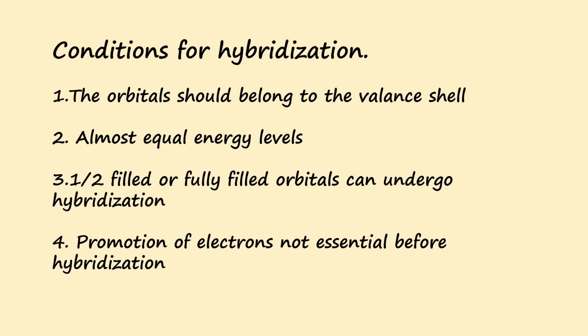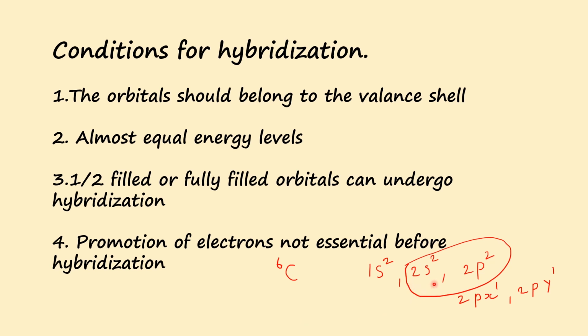What does it mean? Take the example of carbon. We have seen carbon is a central atom in methane. Carbon atomic number 6. Electronic configuration is 1s2, 2s2, 2p2. 2p2 means 2px1, 2py1. These 2s2 and 2p2 belong to the valence shell. These orbitals will be hybridizing. Carbon requires 4 single electrons for forming these 4 bonds. How is it attained? P orbital has 3 possible directions represented as x, y and z. Here you find the 2px has 1 electron, 2py has 1 electron, 2pz is empty.